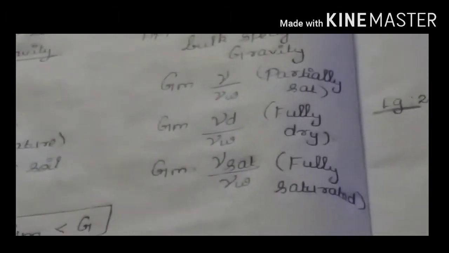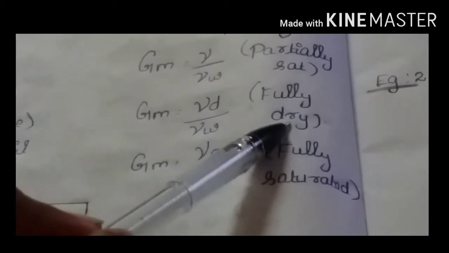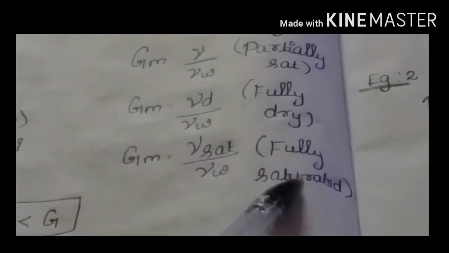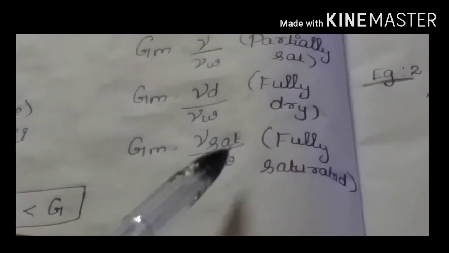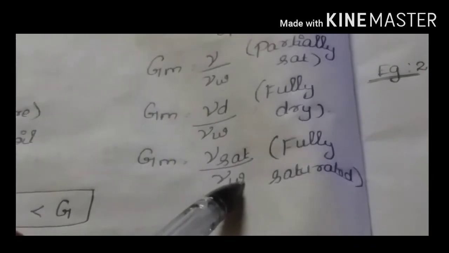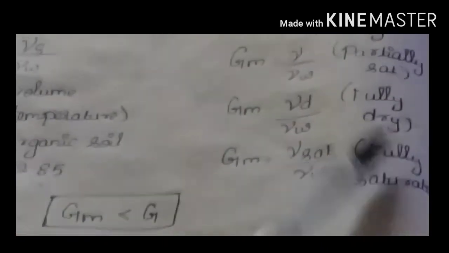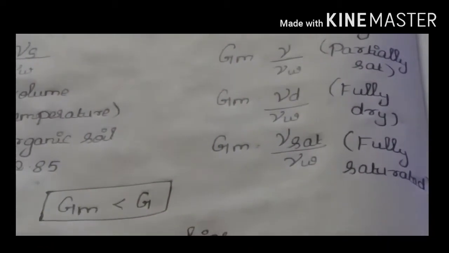That is, instead of gamma S, we will write gamma for partially saturated, and for fully dry we will write dry unit weight, and for fully saturated we have to write saturated unit weight, divided by unit weight of the water. This apparent specific gravity will always be lesser than the specific gravity. Important relationships that we have to memorize.